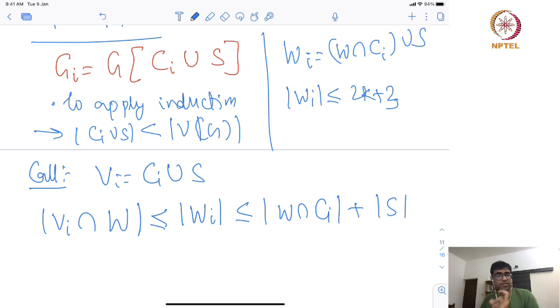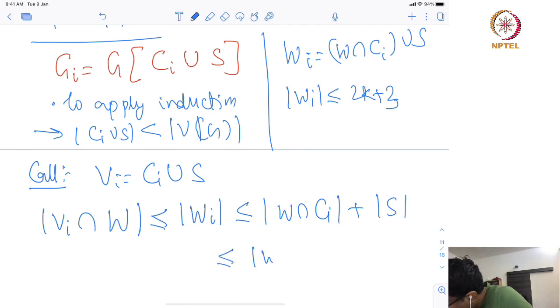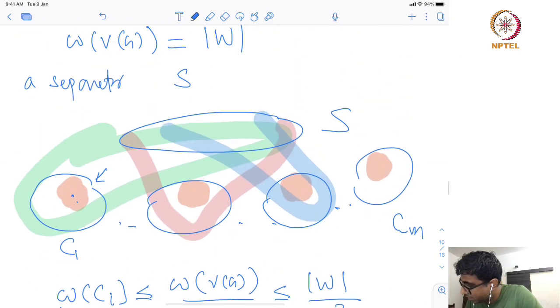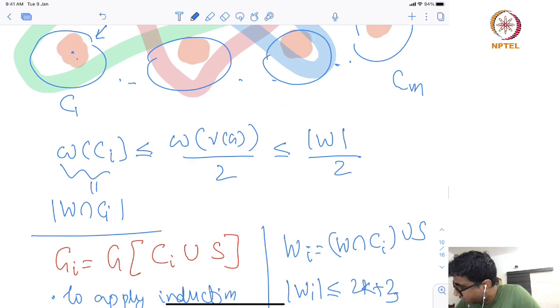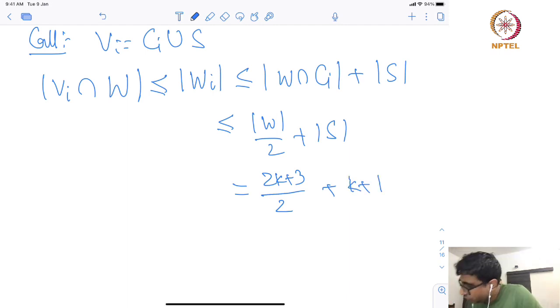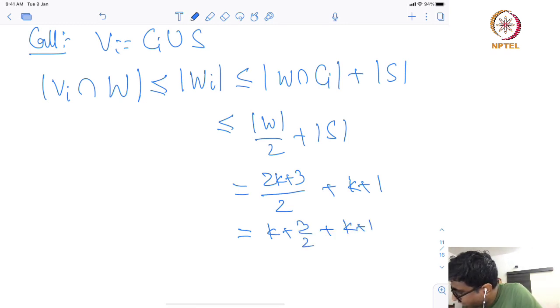But what is W intersection Ci? W intersection Ci is upper bounded by the cardinality of W divided by 2 plus the cardinality of S. What was the cardinality of W? If I recall correctly, we made it exactly equal to 2k plus 3. So 2k plus 3 divided by 2, and the cardinality of S was exactly equal to 1. So this is equal to k plus 3 by 2 plus 1, which is 2.5.